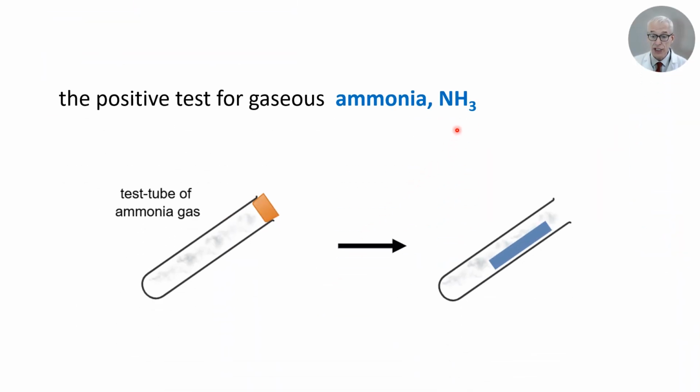Ammonia gas, NH3. Take a test tube of ammonia gas. The positive result is a blue litmus paper. What do you insert? It's damp red litmus. So damp red litmus turns blue. That is the positive test for ammonia gas.